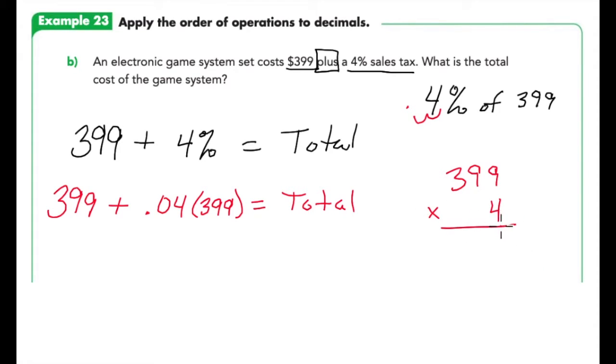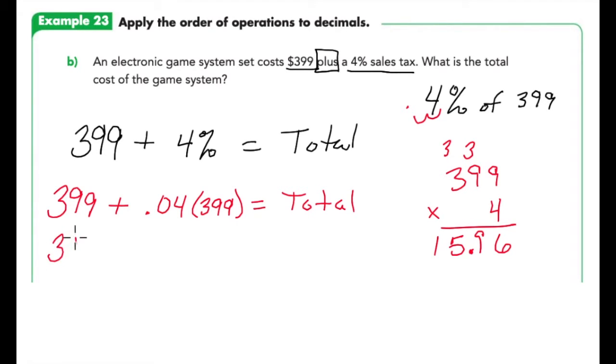When we multiply, we have 4 times 9 is 36. We carry the 3. 4 times 9 again is 36, plus 3 is 39. We carry the 3 again. 4 times 3 is 12, plus 3 is 15. There were 2 decimal places, so that becomes 15.96.